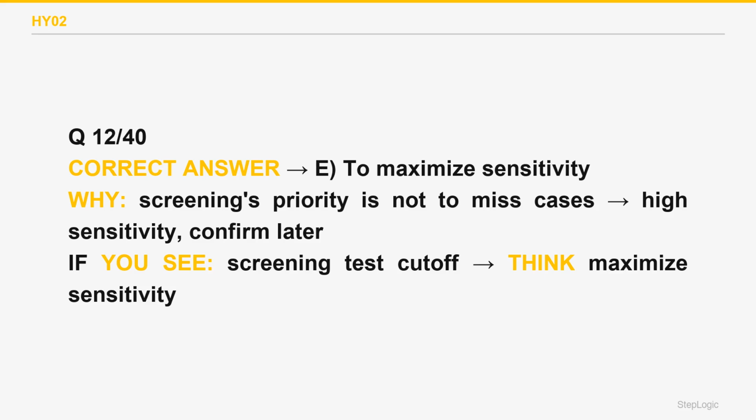Maximizing specificity is the goal of a confirmatory test, not a screening test, because confirmation aims to avoid false positives rather than missed cases. Choice A wrong. Setting the cutoff at the far right of the ROC curve pushes toward high specificity and low sensitivity, the opposite of what screening needs. Choice B wrong. A screening cutoff should maximize sensitivity.